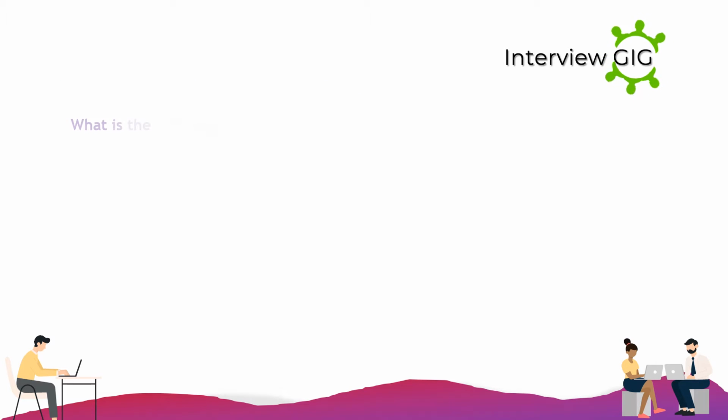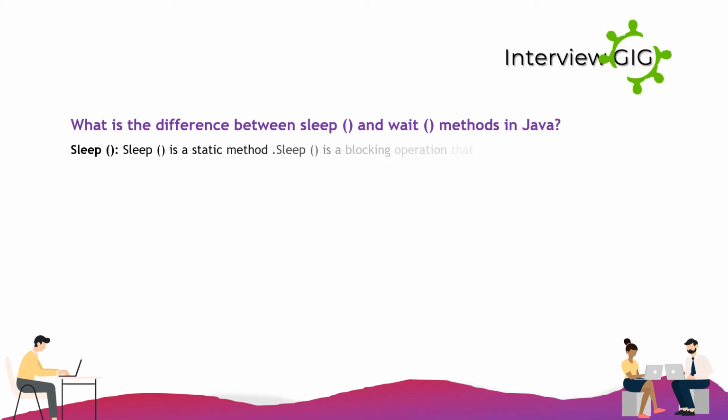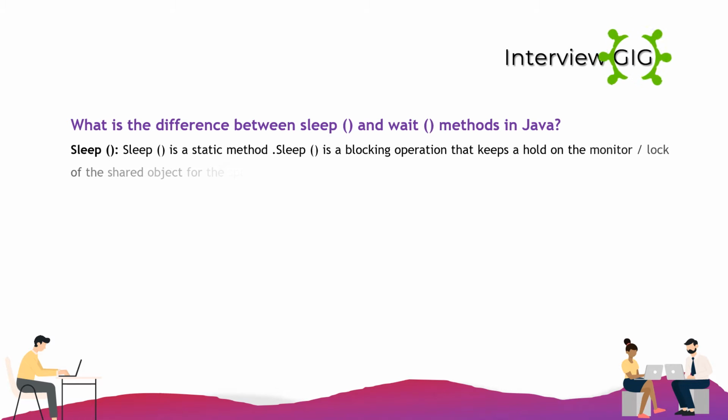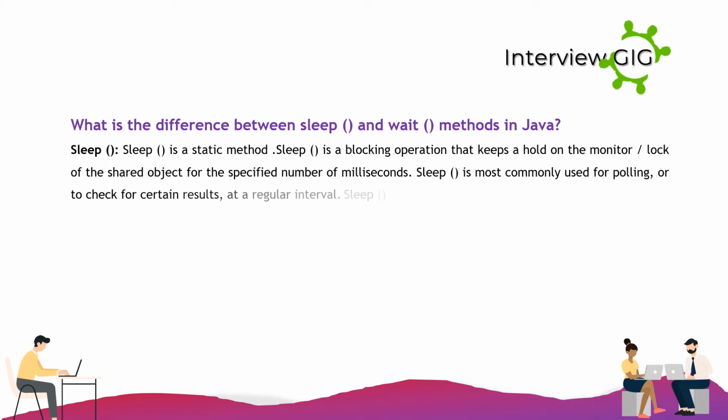What is the difference between sleep and wait methods in Java? Sleep is a static method. Sleep is a blocking operation that keeps a hold on the monitor lock of the shared object for the specified number of milliseconds. Sleep is most commonly used for polling, or to check for certain results, at a regular interval. Sleep is defined in java.lang.Thread class.